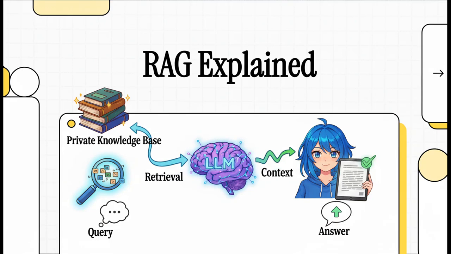Today, we're going to demystify a really powerful AI concept. It's all about how you can teach a large language model to become an expert on your private data. We're talking about Retrieval-Augmented Generation, or as everyone calls it, RAG.